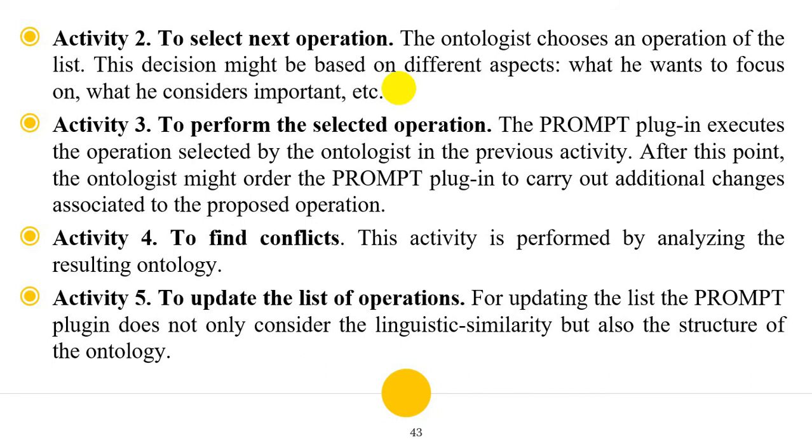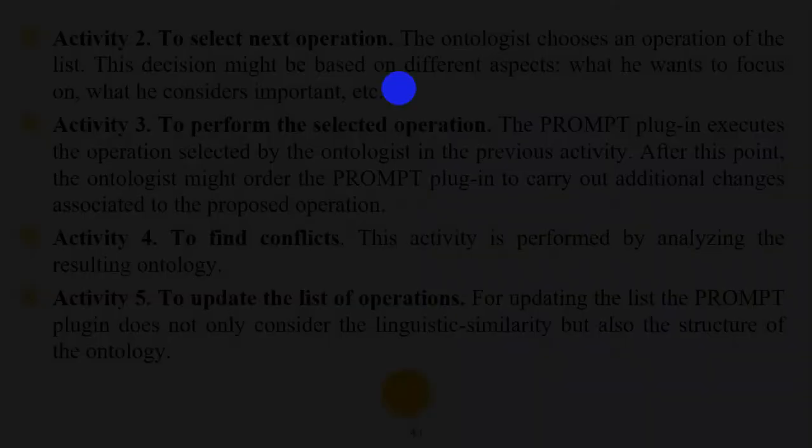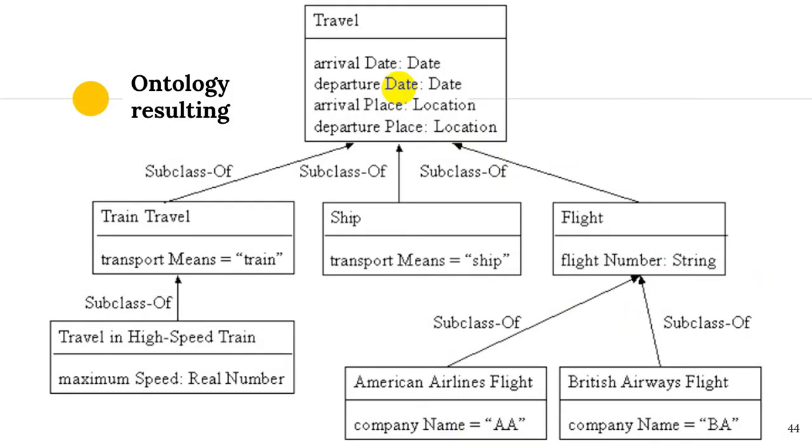So the following process is repeated until the two ontologies are merged. After performing several iterations, the resulting ontology of our example might be the one appearing in the following figure. Here we have the top class travel, under it we have train travel, ship, and flights. Under flights we have American Airlines flights and British Airways flights, and under train travel we have travel in high-speed train.